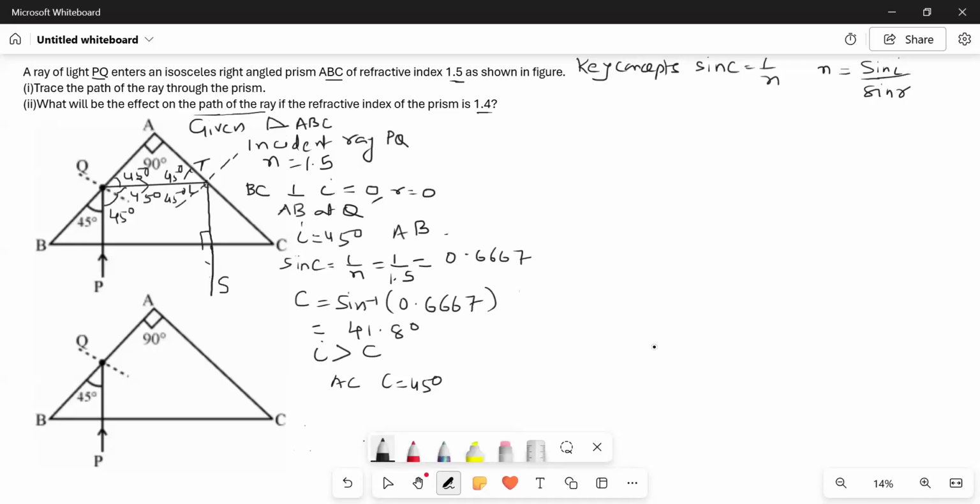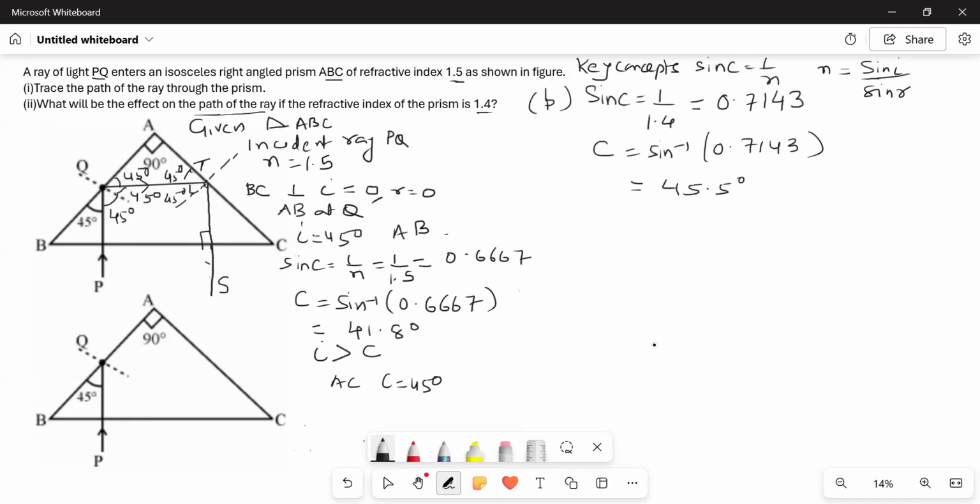Now, second case: the refractive index is changed to 1.4. Let us see what the critical angle will be here. Sine C is 1 by 1.4, which is 0.7143, so the critical angle is sine inverse of 0.7143, which is 45.5 degrees. In the second case, our angle of incidence is 45 degrees and the critical angle is 45.5 degrees, that is, the angle of incidence is less than the critical angle. Since it is less than the critical angle, it will not be totally internally reflected, but it will be refracted.